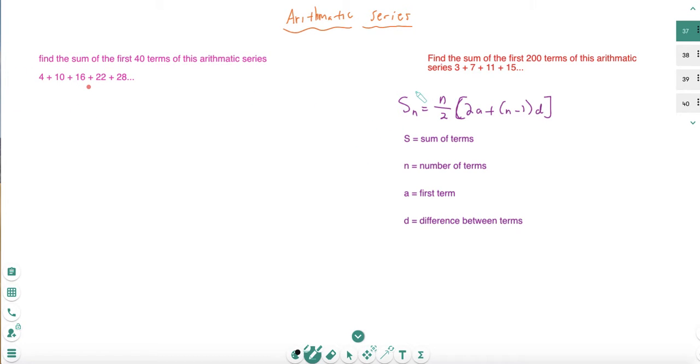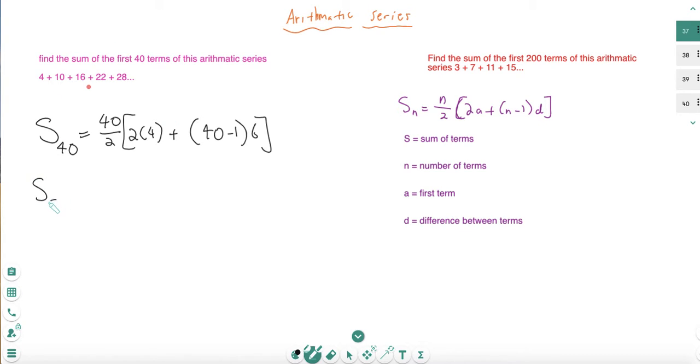So we're looking for the sum, so that will stay as S, and we're finding the sum of the first 40 terms. So the sum of the first 40 terms is equal to n. n means the number of terms. So if we have 40 terms, 40 divided by 2, open brackets, 2 times a, 2 times the first term, so it's going to be 2 times 4 plus n minus 1 d. n means the number of terms, so 40 minus 1, and d is the difference between terms, which is 6. And we've plugged in all of our numbers, and we're just going to simplify slowly.